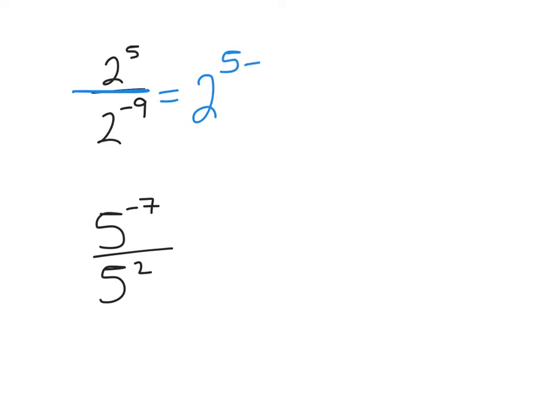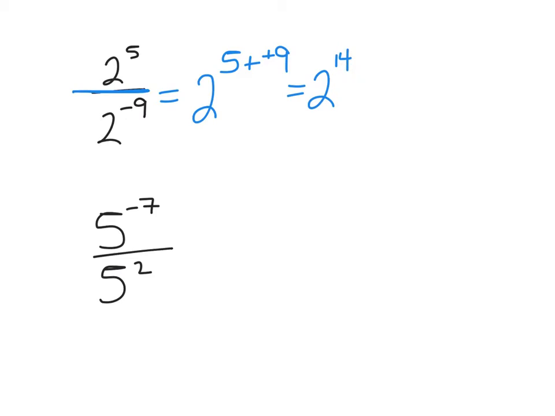So it's 5 minus -9. Well, subtracting a negative is the same thing as adding a positive. So this is just 2 to the 14th. And notice that this is now a positive exponent, so I don't have to worry about any negative exponents at all, moving anything up or down. So because I dealt with the division first in this example, I did not have to deal with any negatives in the end.